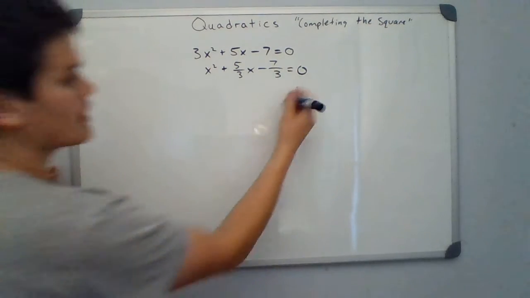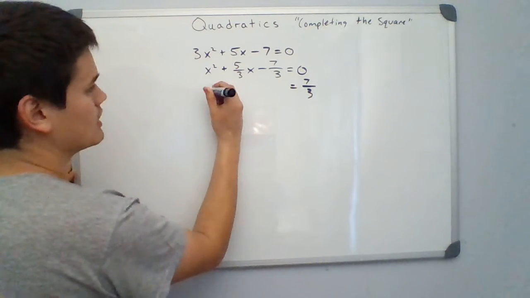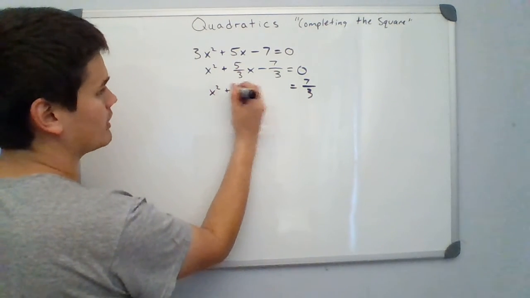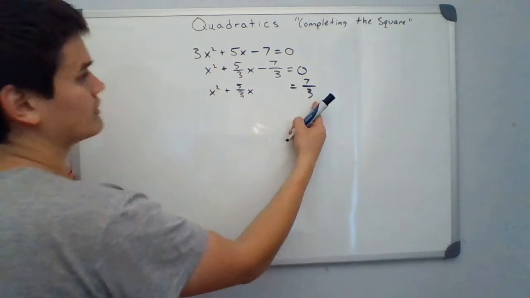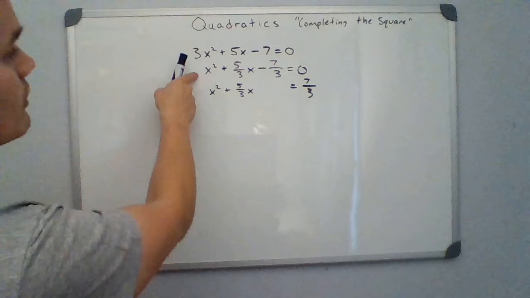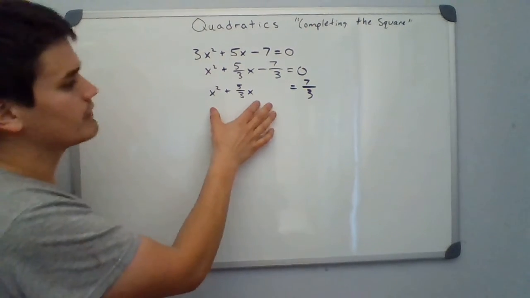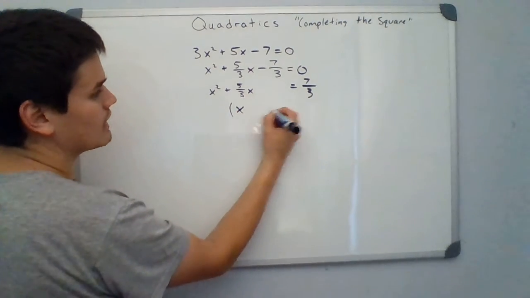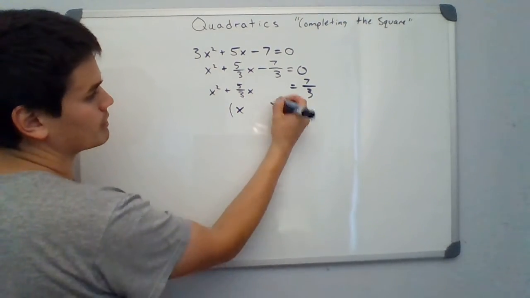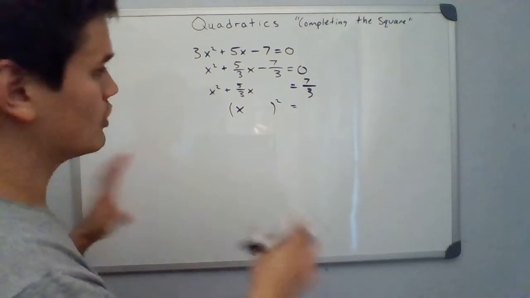And then from here, I want to move my 7/3 to the other side of the equation. I'm left with x squared plus 5/3 x is equal to 7/3. That's equivalent to the previous statement as well. But here, I want to find out how I can contract this into x plus or minus some number, squared, that's going to be equal to some other number. That's the goal of completing the square.